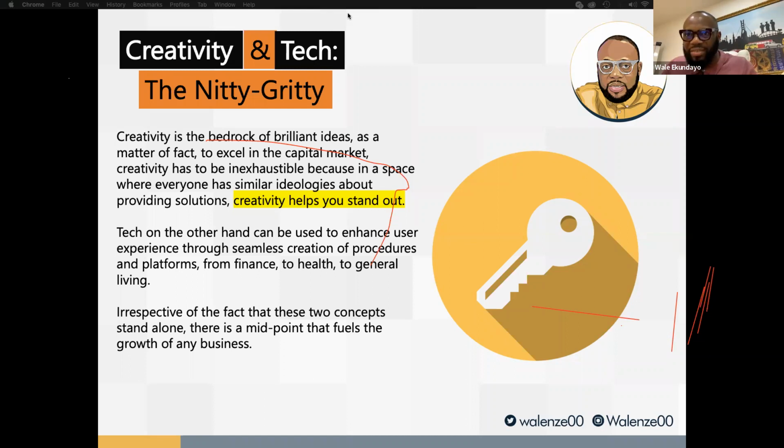So when you're talking about creativity, what is the nitty-gritty? The nitty-gritty becomes information that is necessary for you to create the thing. Now you need to create. So the creativity is the bedrock of any brilliant idea. Nothing in itself exists by itself other than you piecing ideas together from different spaces.